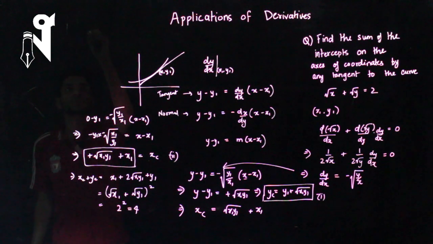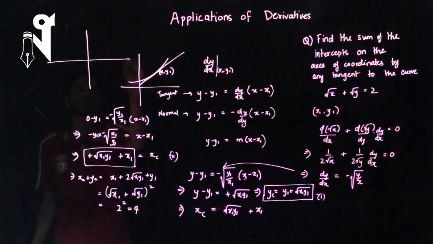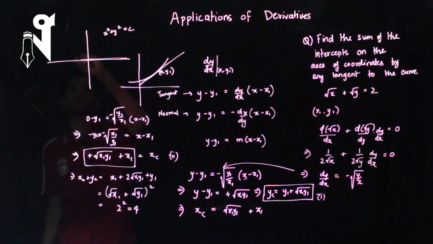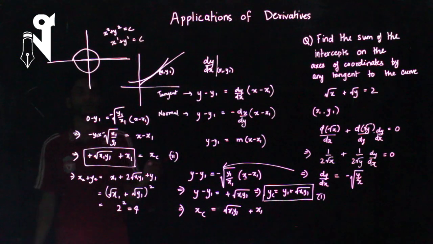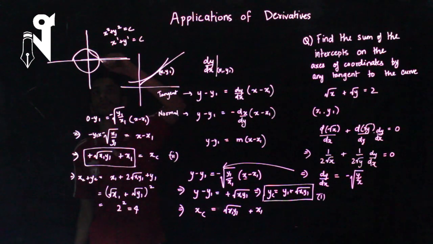So just one thing to note about the given curve. If you're given, say, a curve x square plus y square is a constant, you know that it's a circle centered at origin. If you're given x power 1 plus y power 1 is c, this is a linear equation, so this is just a straight line passing through x and y intercept c.